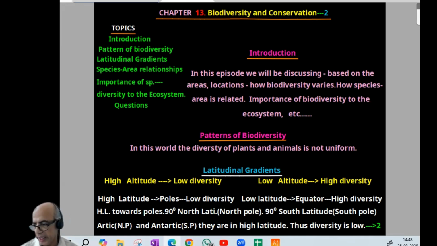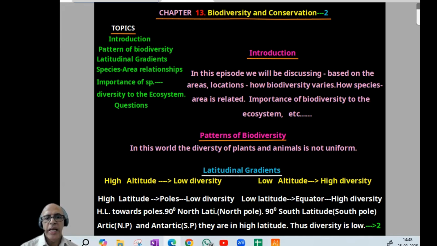So first we have to start with the heading, patterns of biodiversity. As I already told you, in this world, the diversity of plants and animals is not at all uniform. It varies. Various reasons are there. What are the reasons for how it varies? That we will be observing.